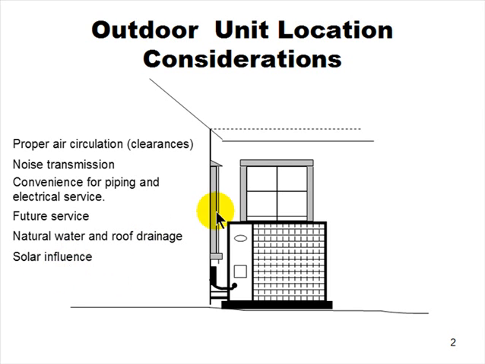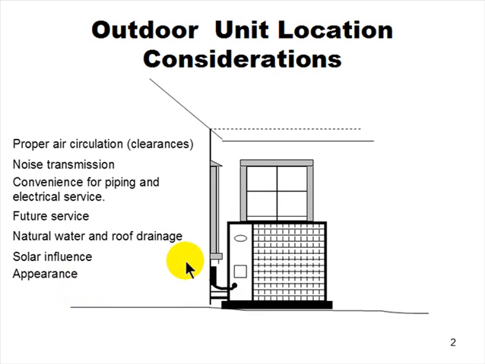Solar influence. Get it out of the sun if you can. If you've got a choice between the north and the south side of the house, and they're both equal except for the fact that one faces south, one faces north, by all means take the north, because you'll be more efficient in the summertime.